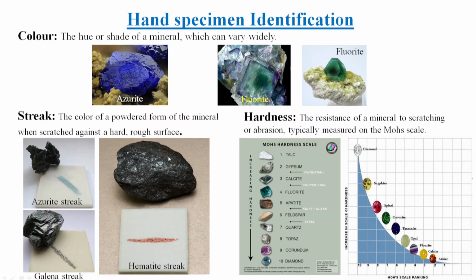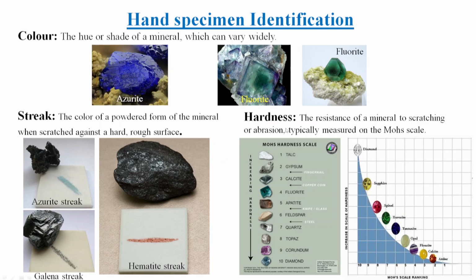It's a small plate, you can also carry it in your pocket when you are in the field, and you can directly rub your rock or mineral on the streak plate and identify the color of the streak. In some cases it is very characteristic. For example, if you are looking at hematite, hematite will always give you a cherry red kind of streak.